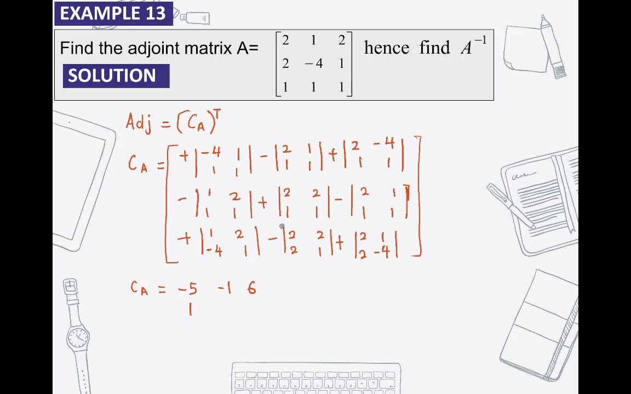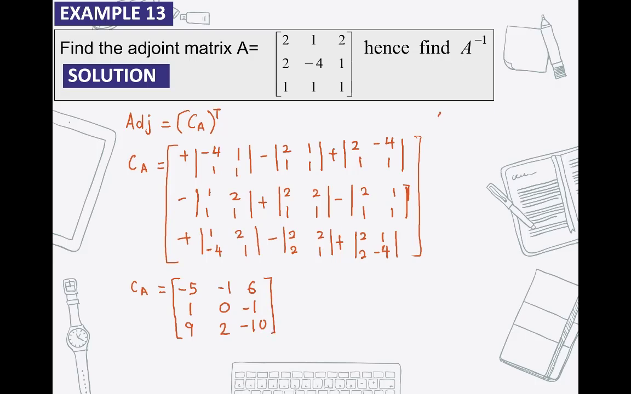Here, 2 minus 2, we will be getting 0. And 2 minus 1, we will be getting negative 1. 1 minus negative 8 will be 1 plus 8, which is 9. Now here 2 minus 4 will give us negative 2. Negative, negative will become positive 2. So here this is negative 8 minus 2, we will be getting negative 10. So this is the cofactor of matrix A.